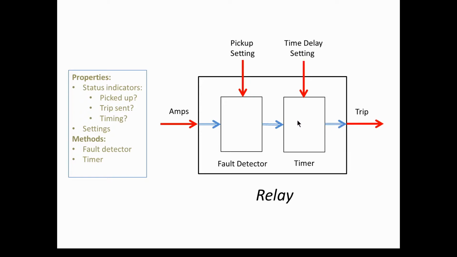So you can start to see in terms of object-oriented programming, you've got a class of a relay, and it contains some properties, which is what's the pickup setting that you've entered, and what's the time delay setting, and then it's probably got some status indicators, some booleans. Is the fault detector picked up? Did it send a trip? Is the timer timing, is in the process of timing. So you can start to see how you would apply a class to this. And it's got two main methods. One is the fault detector and one is the timer.